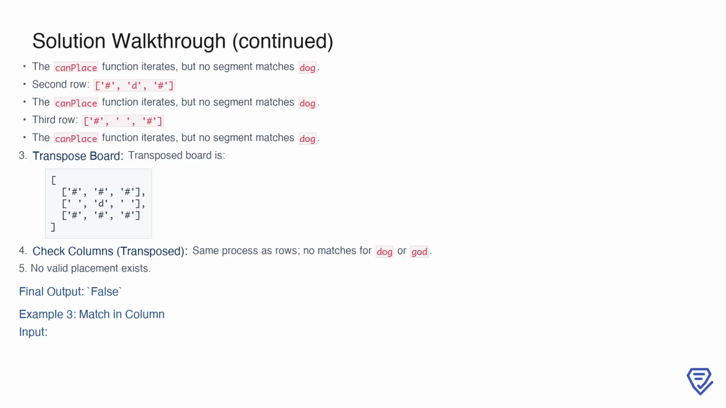Now, let's explore an example where the word matches vertically in a column. The board has 3 rows, and this time the word is cat. First, we reverse the word to get tac. Checking each row for the original word, none of the rows contain a valid placement. Since no matches are found in the rows, we transpose the board. Transposing the board flips the rows and columns, so the columns become rows for the purpose of checking.